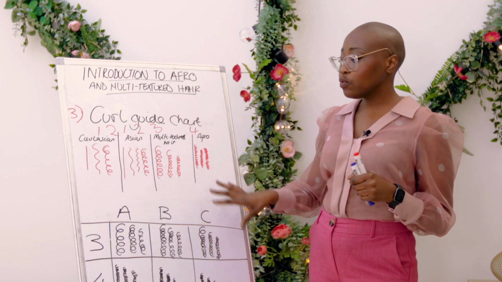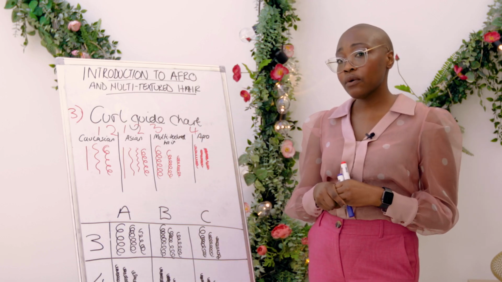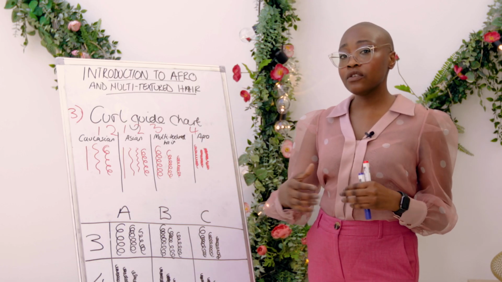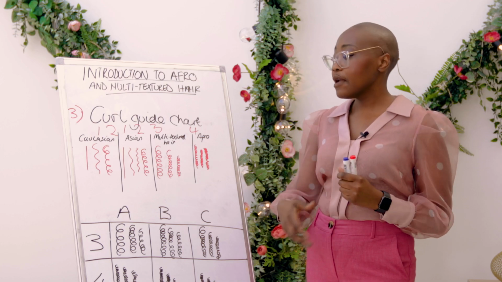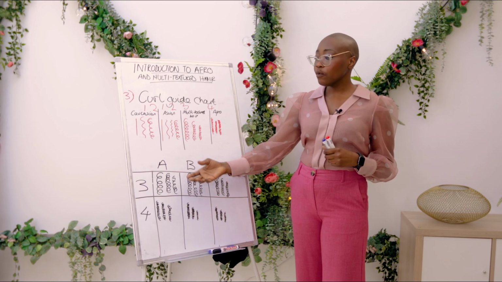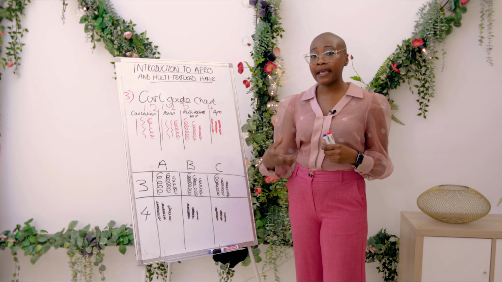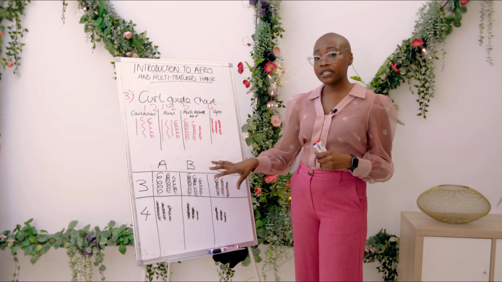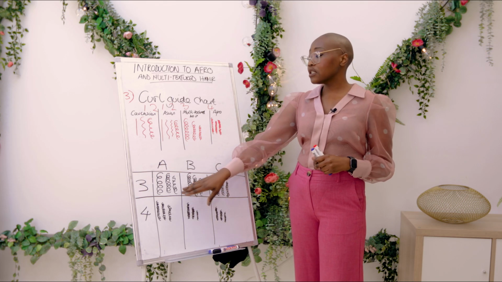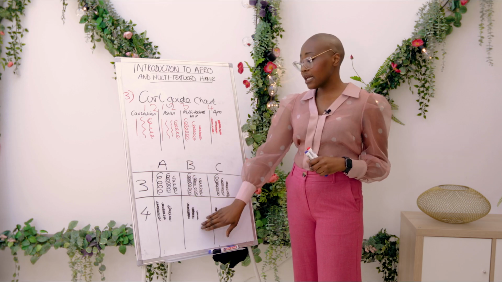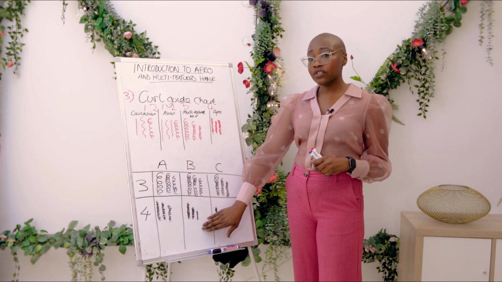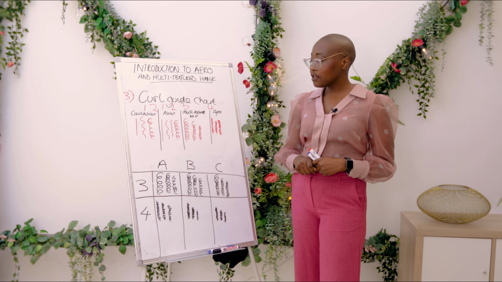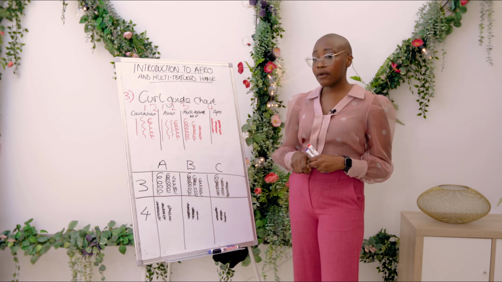So this is pretty much what we're talking about when we're referencing the curl guide chart. As we get further into some of our tutorial videos and we reference, okay, I'm styling type 3A hair, these are the products that I'm using. Hopefully this breakdown helps you to really understand what type 3A hair and what type 4A hair texture actually is. Another thing to note is what happens to the hair when it's wet.